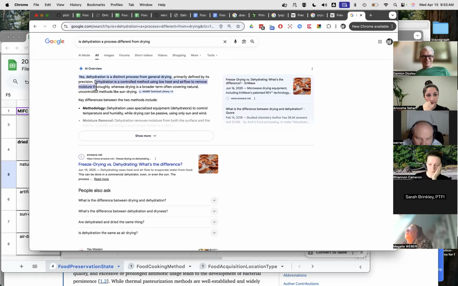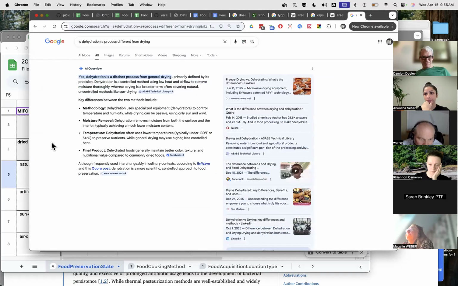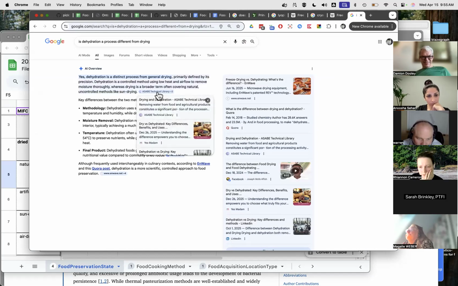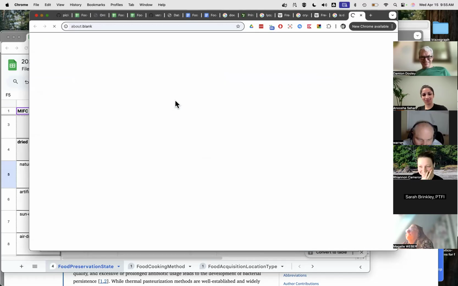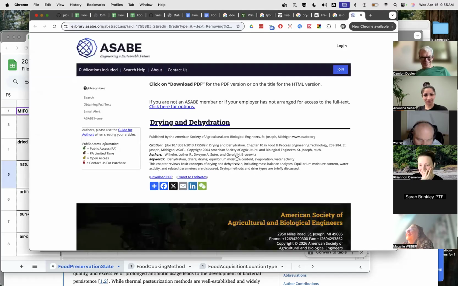Control method uses low heat and airflow to remove moisture. Which vocabulary is that coming from? Yeah, I was wondering the source as well. Facebook. Sorry. A great source. Happy technical library here. What is this? Food process engineering. Okay.